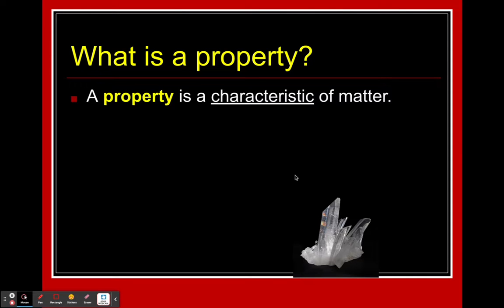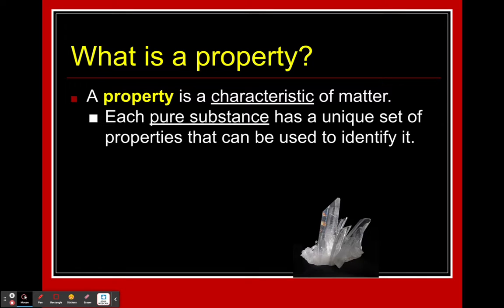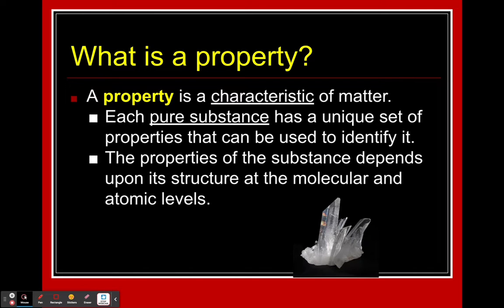A property is a characteristic of matter. Each pure substance has a unique set of properties that can be used to identify it. Scientists are always trying to figure out what something is or what's going to happen when you mix two items together, two elements. The properties of a substance depend on its structure at the molecular and atomic levels. These are things that we can't see, but some of the properties can be its mass, its density, its color, or whether it's flammable or not.